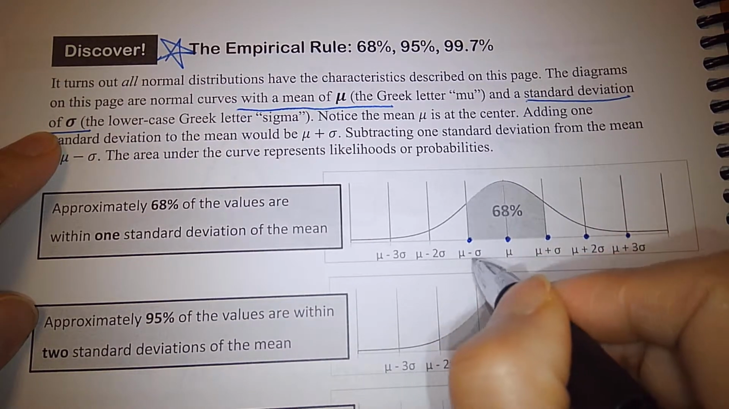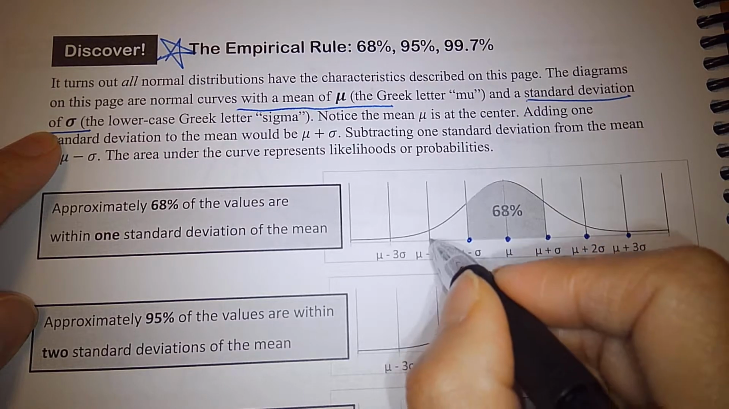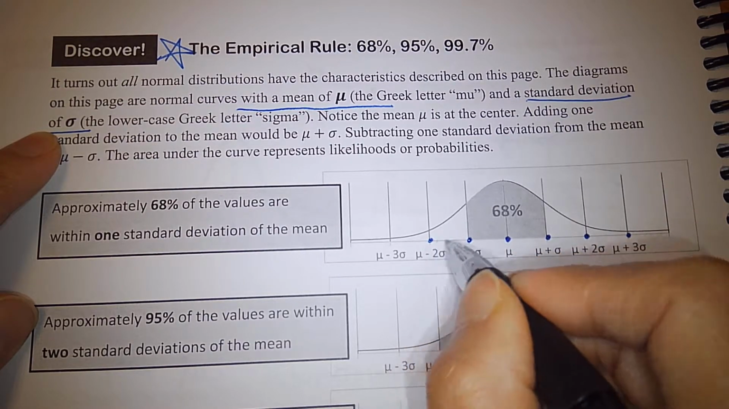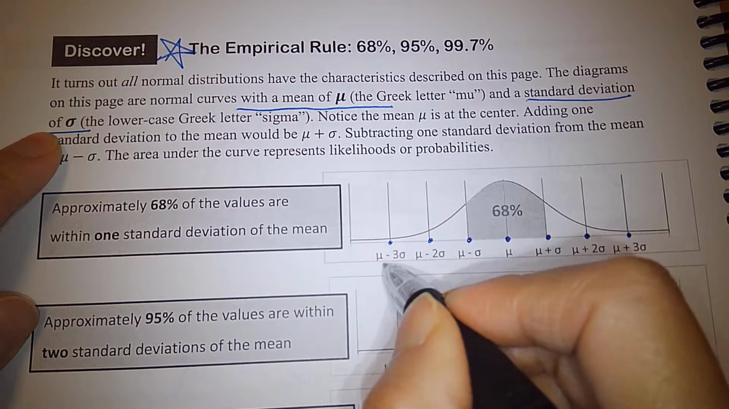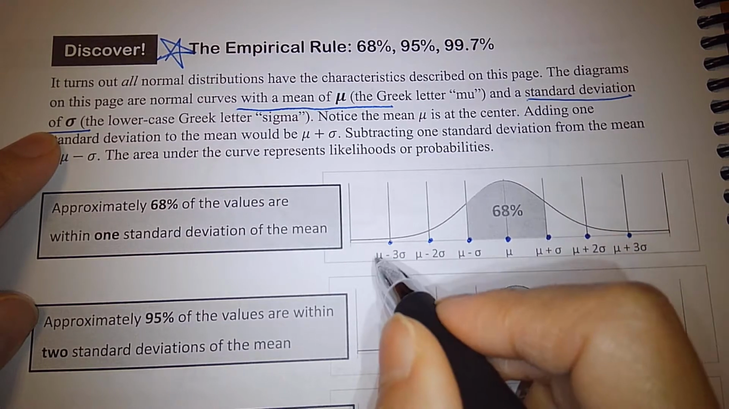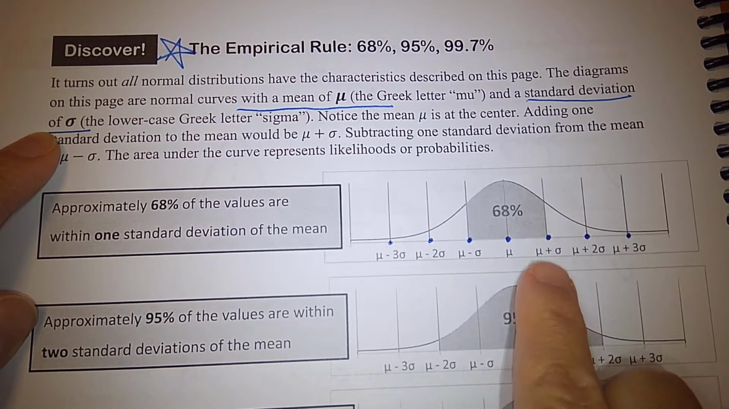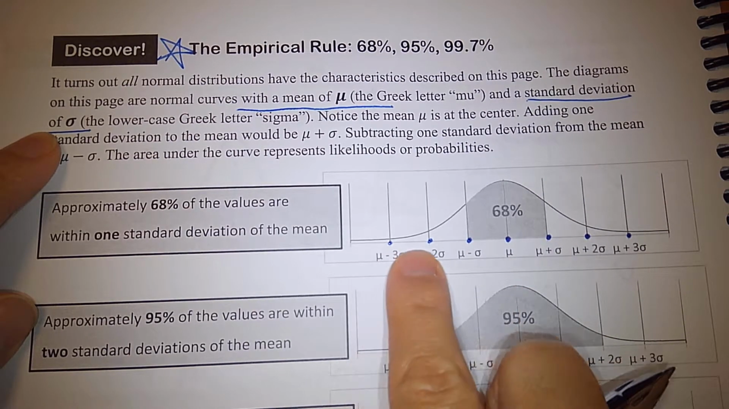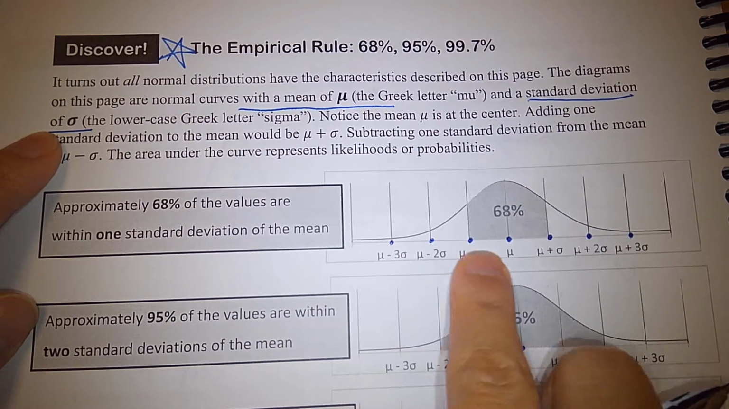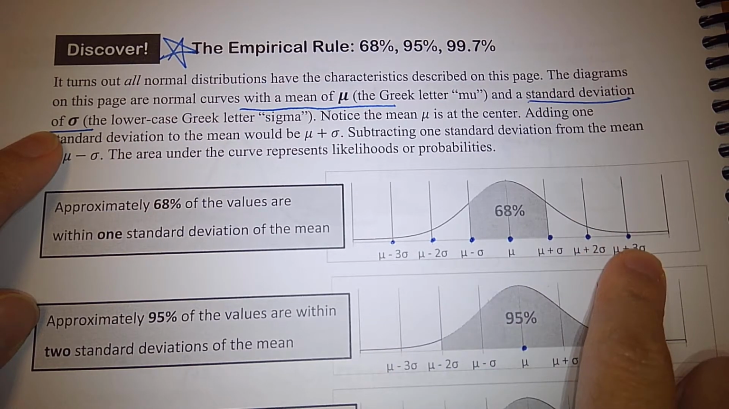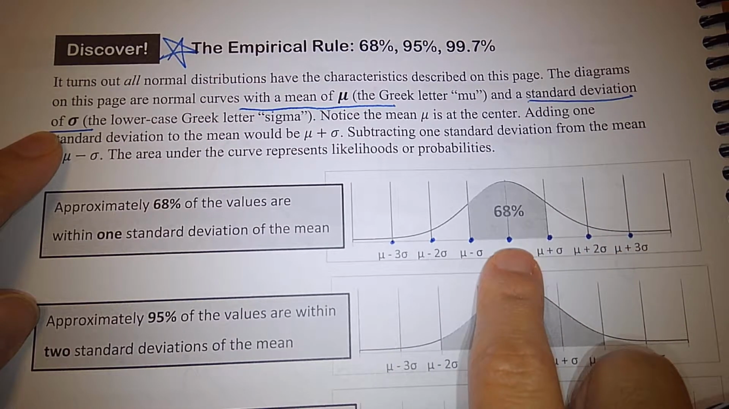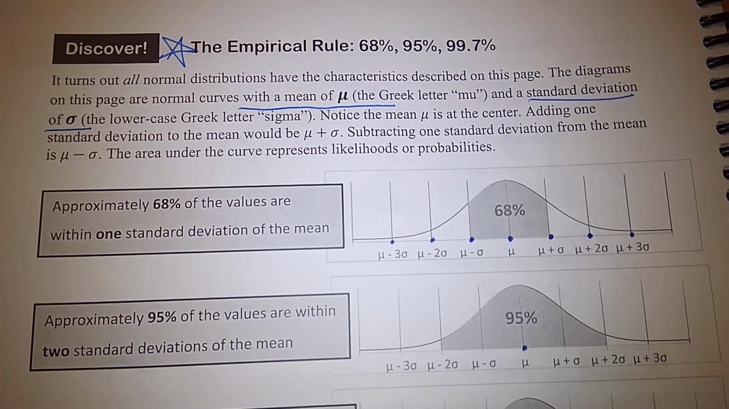Mu minus sigma is 1 standard deviation below. Mu minus 2 sigma is 2 standard deviations below. And mu minus 3 sigma is 3 standard deviations below. So we can always use the mean and the standard deviation to mark this horizontal line like this. Always put mu in the middle.